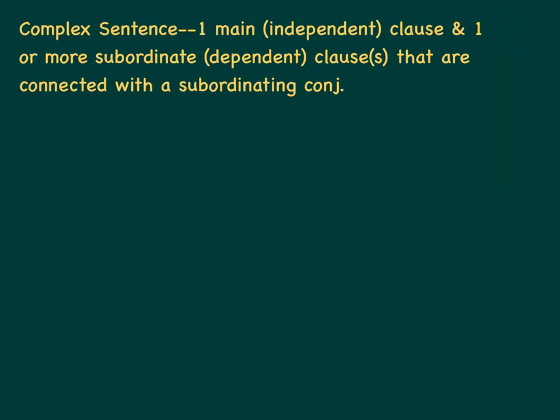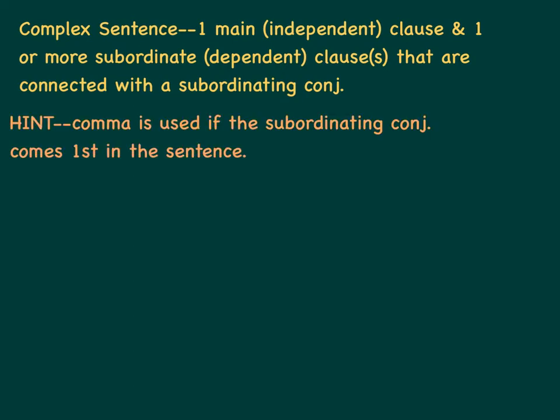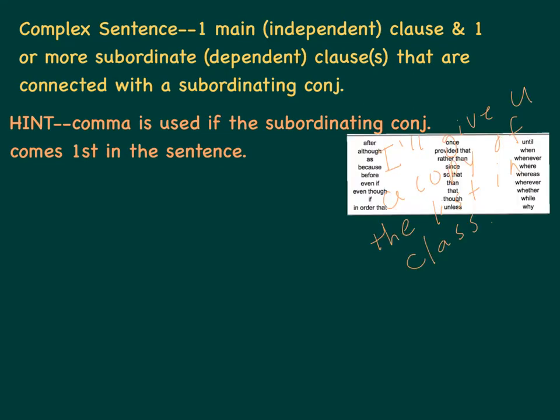A complex sentence is one main or independent clause and one or more subordinate or dependent clauses, and is connected with a subordinating conjunction. Hint: a comma is used if the subordinate clause comes first in the sentence. You'll see how that works later. Here is the list of conjunctions.